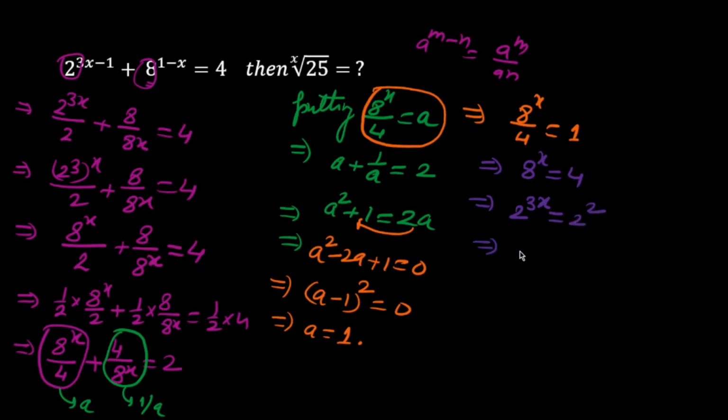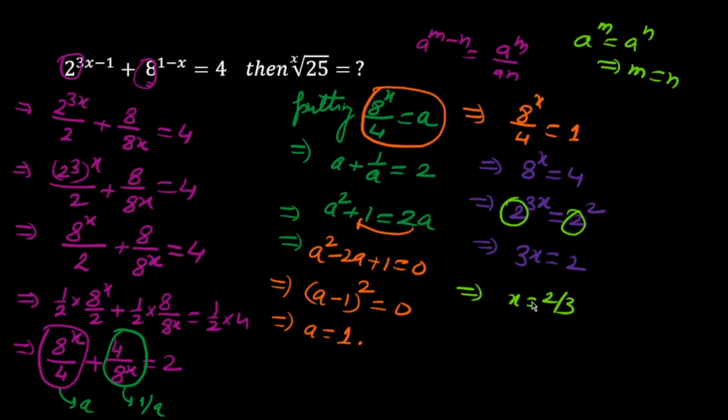This means 3x is equal to 2, as when the bases are the same, if a power m is equal to a power n, where bases are the same, then m is equal to n. This is another power rule. We can say that x is equal to 2 by 3. Here we have got x is equal to 2 by 3.